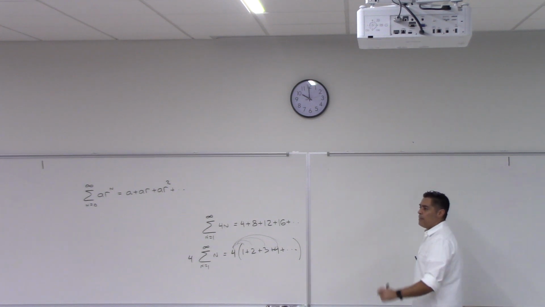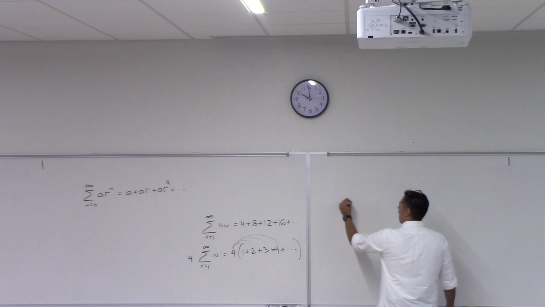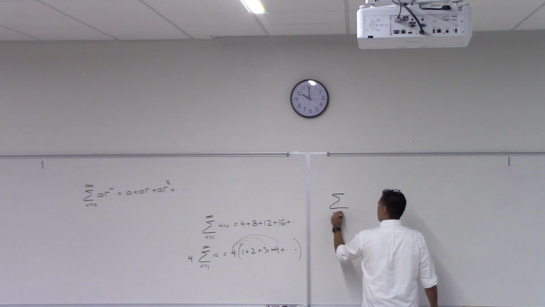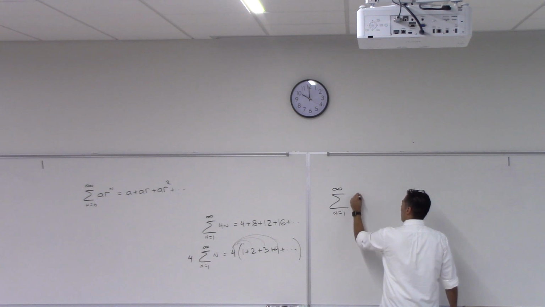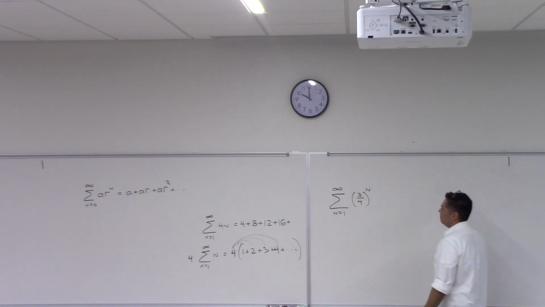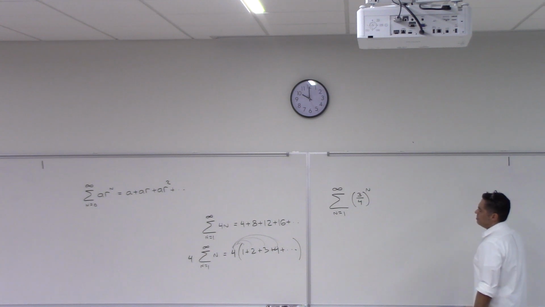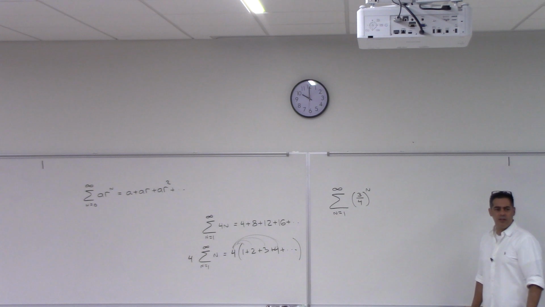The second property says that if you have a sum, and let's say you have two things together. What if I had 3 over 4 to the n? What is that? What kind of series is that? Geometric. Does it converge or diverge?